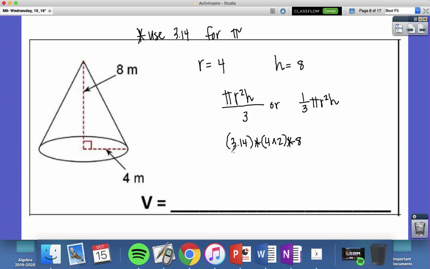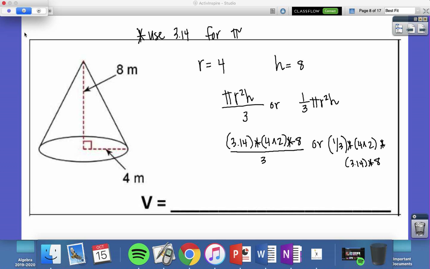So we could work that out and then divide it all by 3, or we could have typed in our calculator 1/3 times 4 squared times 3.14 times our height of 8. So there's a couple of different ways you can type it in. You just have to make sure that you have all the different pieces of the formula and that the radius is the thing that's being brought to the second power. So either way, let's type it in and see if we get the same answer.